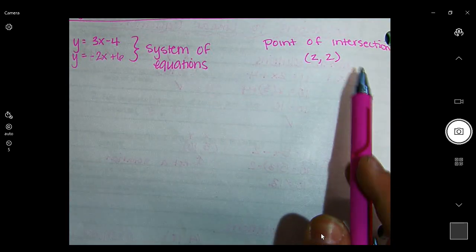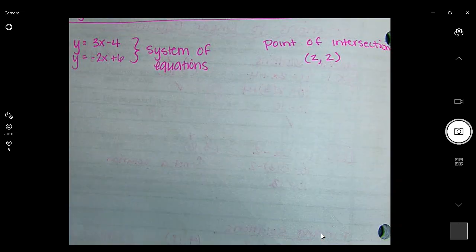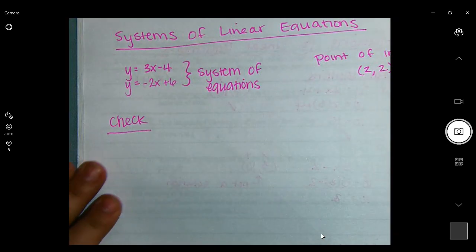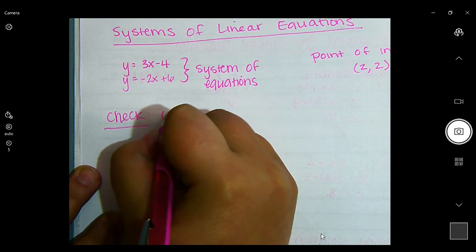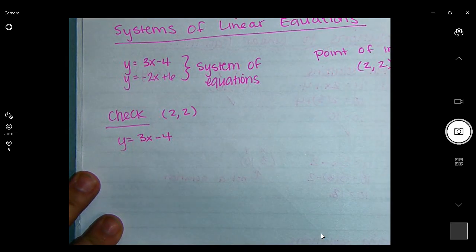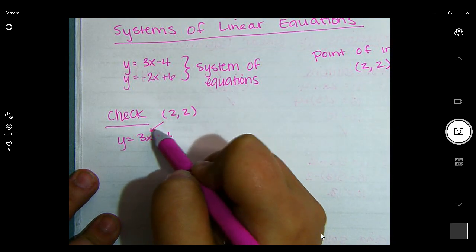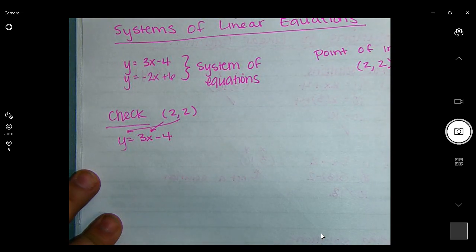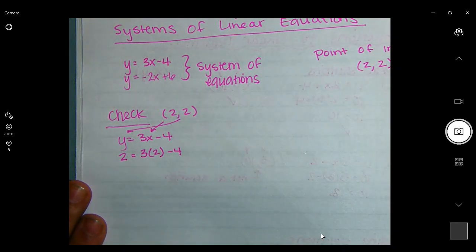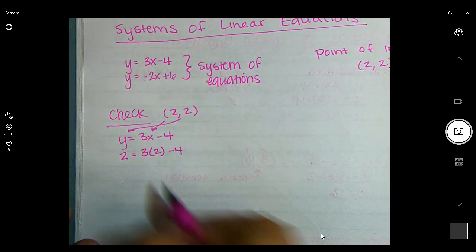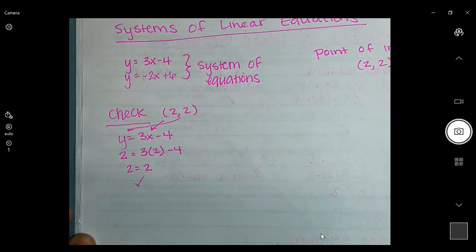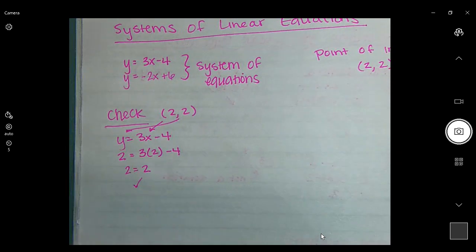Well, first, let's just try this as a solution to this first equation. Okay, so let's check to see if that solution even works. So I have 2, 2, and first I'm going to do y equals 3x minus 4. So I'm going to substitute 2 for x and 2 for y. Okay, so I have 2 equals 3 times 2 minus 4. Okay, 3 times 2 is 6. 6 minus 4 gives me 2. So I have 2 equals 2, which means that 2, 2 is a solution. That's a lot of 2's.